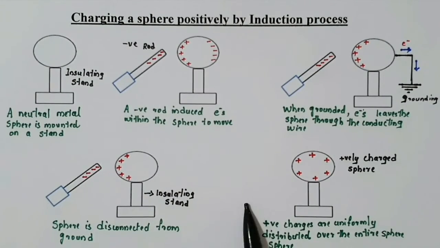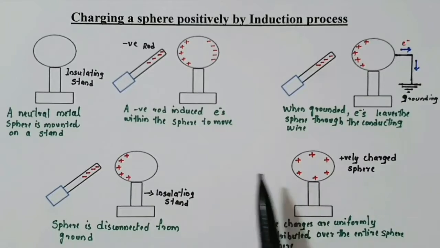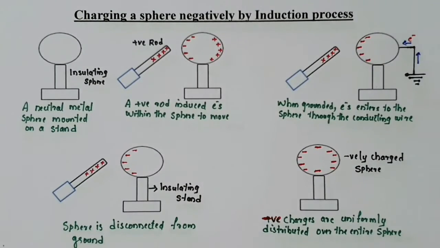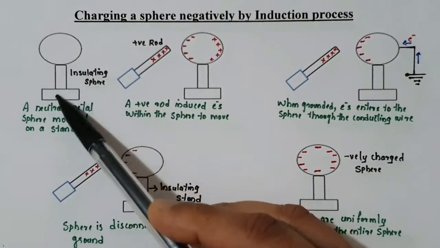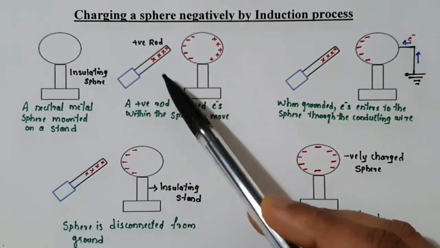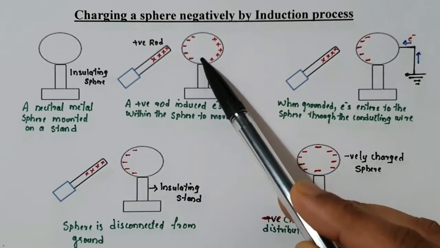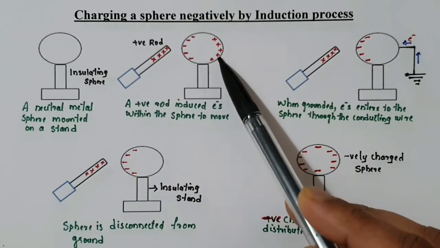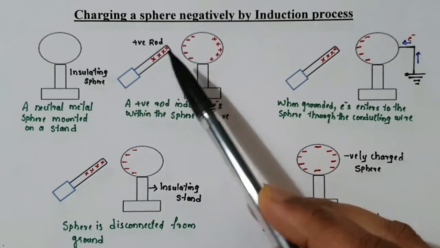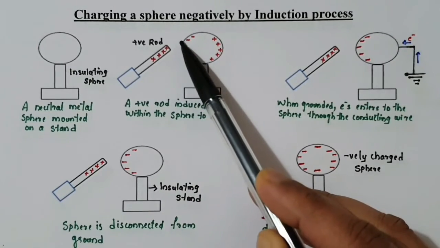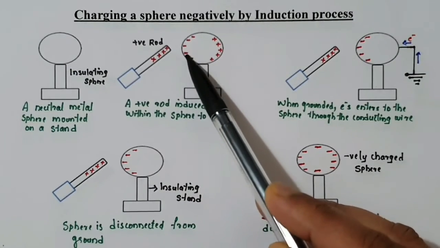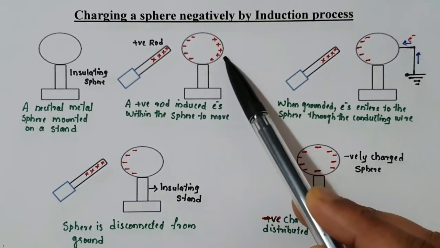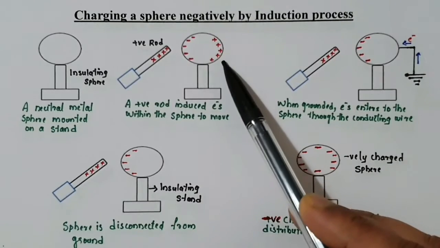Now let's see how we charge a metal sphere negatively using the same procedure. Consider a neutral metal sphere mounted on an insulated stand. Here we bring a positively charged rod close to the metallic sphere. When a positive rod is brought near the sphere, the electrons move towards the positive rod due to attraction and accumulate at the near end. As a result, this end contains an excess of electrons and becomes negatively charged, and this end has a deficit of electrons and becomes positively charged.